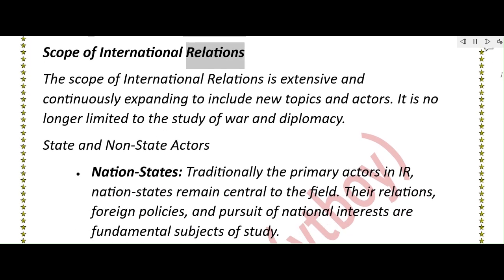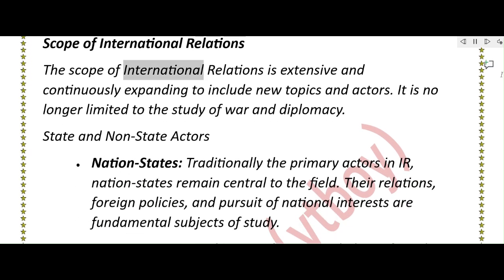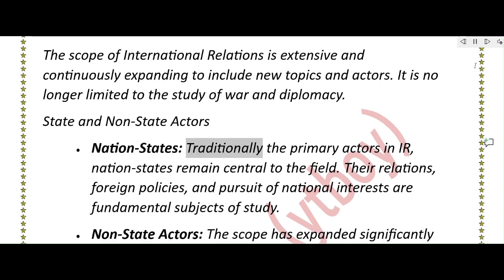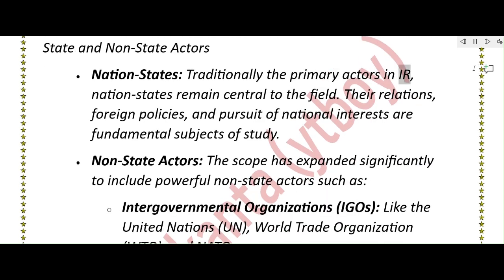Scope of international relations. The scope of international relations is extensive and continuously expanding to include new topics and actors. It is no longer limited to the study of war and diplomacy. State and non-state actors. Nation-states, traditionally the primary actors in IR, remain central to the field. Their relations, foreign policies, and pursuit of national interests are fundamental subjects of study.